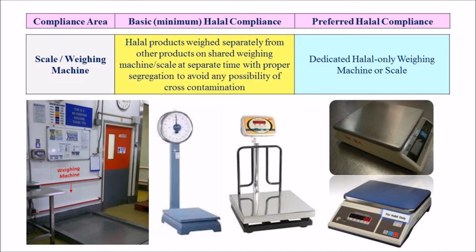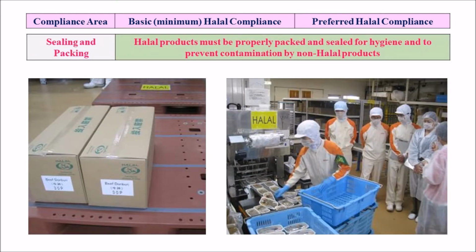That's why we allow it, but still need to have a separate time during weighing at the machine or the scale. You need to have a time scheduling of receiving halal, to avoid any mistake or even cross contamination. Sealing and packing must be properly packed and sealed for hygiene reasons, not only for halal but for hygiene and safety, to prevent cross contamination.